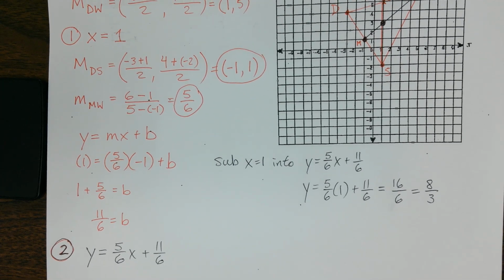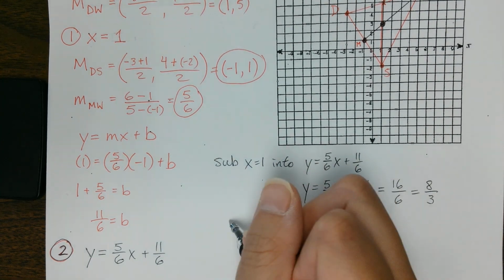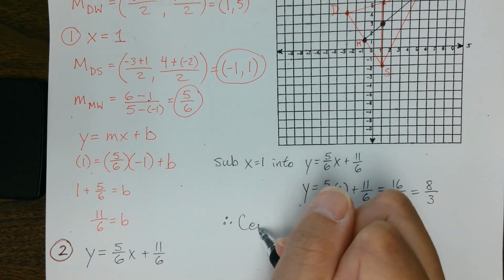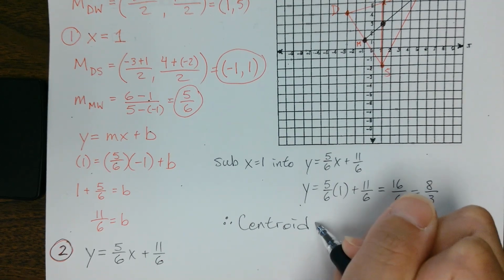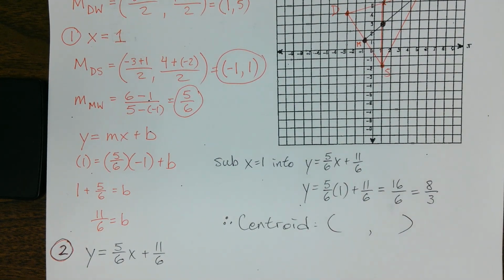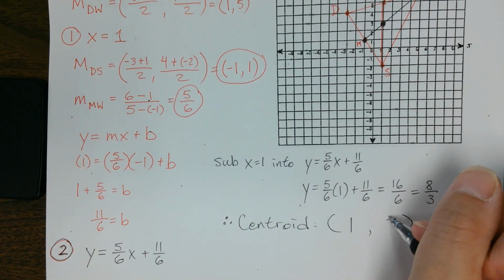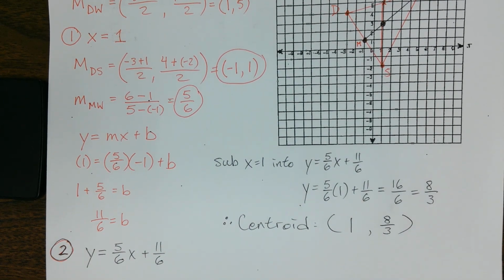So what is the coordinate of my centroid right here? Therefore, my centroid, remember your centroid is a coordinate, is a point. So therefore, what is the coordinate of my centroid? What's the x value? What's the y value? Jay? 1 and 8 over 3. There you go. So this combines what we did in chapter 1 and in chapter 2.